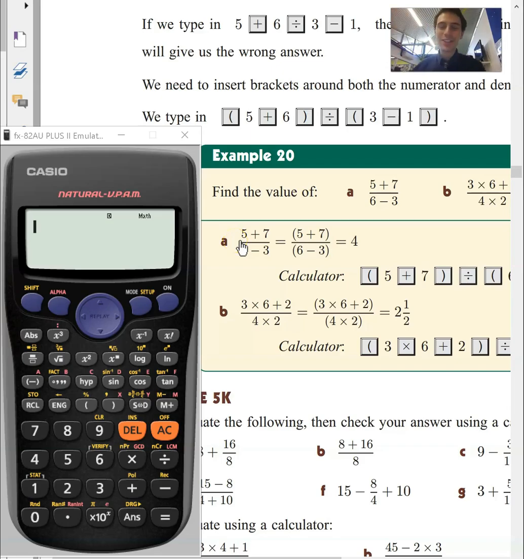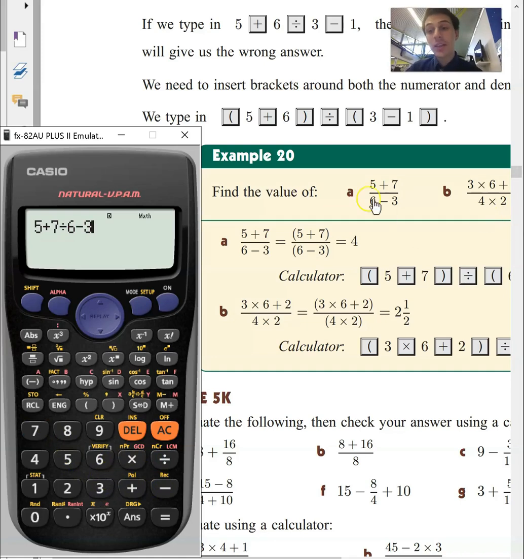Hello mathematicians! Today I want to show you how to use your calculator to calculate complicated fraction expressions like this one or this one. Now there is a bit of a trick because if you see this as 5 plus 7 divided by 6 minus 2 and then just write that, you won't get the right answer.